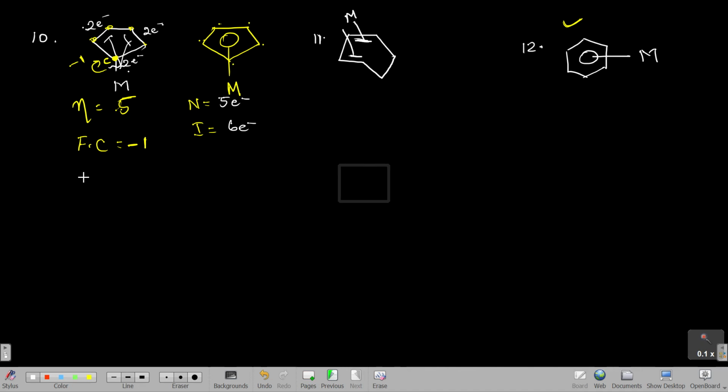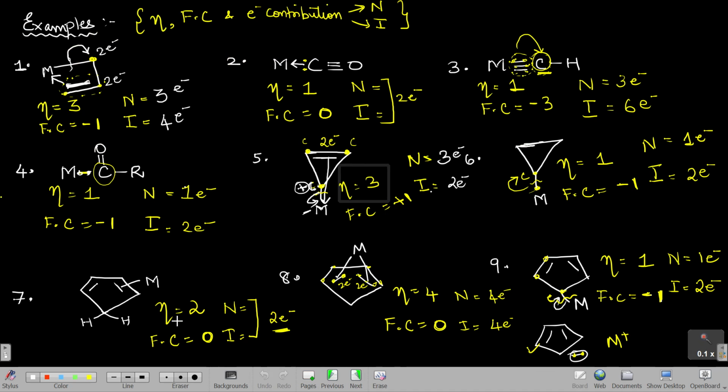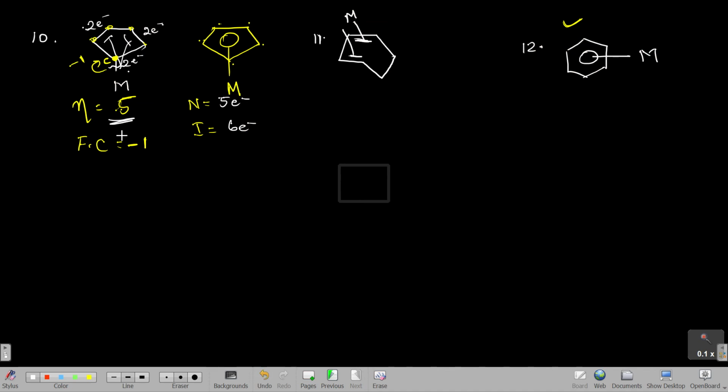Now, such type of ligands which can change their hapticity. Can you see? Eta equal to 2, eta equal to 4, eta equal to 1 and eta equal to 5. Such type of ligands are what we call fluxional ligands. So, the ligands which can change their hapticity are called fluxional ligands. That is what we have seen here. You might have heard this term.